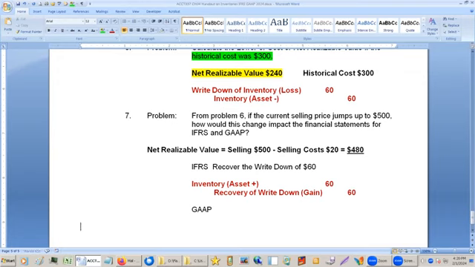Under GAAP, no entry. You can't recover. Under GAAP, it just sits on the books at 240. So it's still a little different, and you'll find that true of GAAP for most things: we don't like recoveries for whatever reason. So there's no journal entry for it under GAAP. It'll still just sit on the books at 240.